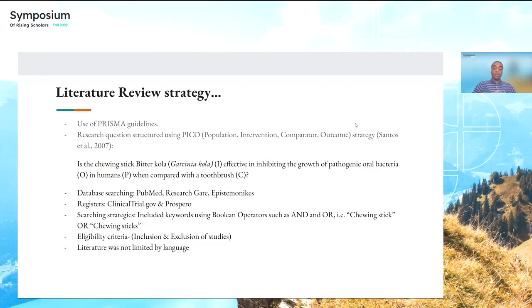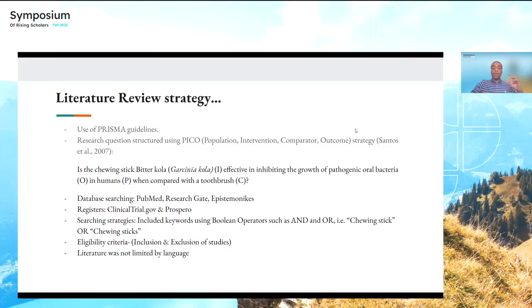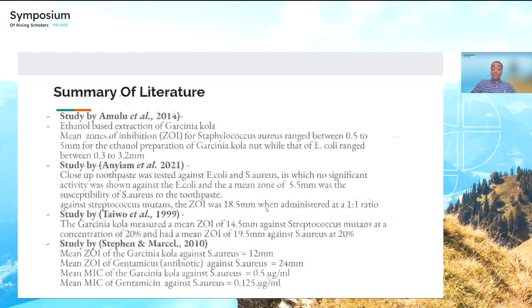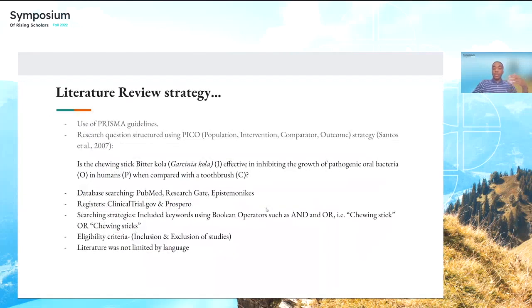The databases that I searched were PubMed, ResearchGate, and Epistemonikos, that's a very complicated name, and the registers that I used to make sure I wasn't replicating another review were clinicaltrials.gov and PROSPERO. The strategies that I used in searching for this data included keywords using the Boolean operators such as AND and OR in these databases, such as typing in chewing stick or chewing sticks, with the emphasis being the S, because some research papers specify. And there were some eligibility criteria that I used in including and excluding studies.